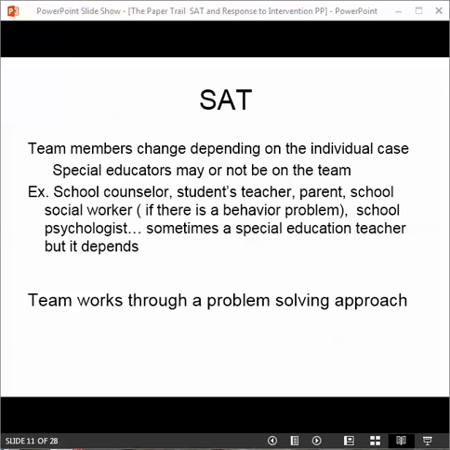The team gathers the information to work through the problem process. They identify the area of need and what has been done to this point. The team does not immediately send the student for special ed evaluation. They need to determine the student's response to intervention. So the team members can change depending on the student, and the team works through a problem-solving approach to assist the student. They're not going to wait for the student to keep failing.